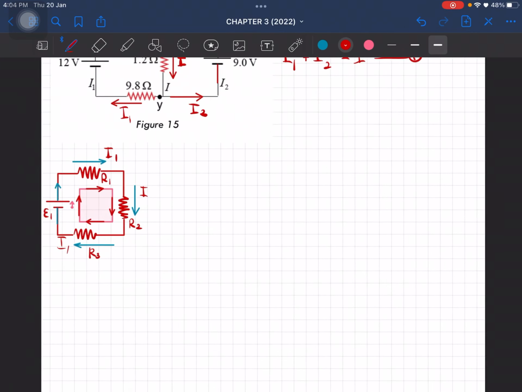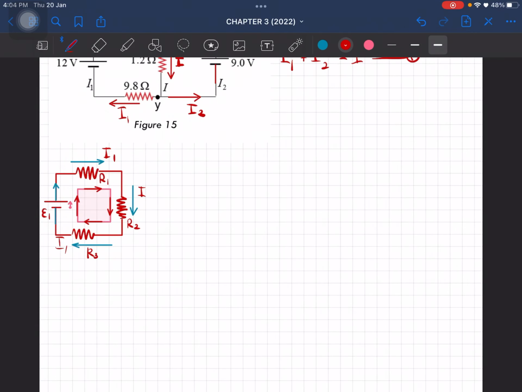Okay, now we can apply Kirchhoff's second rule for this loop here. Okay, remember Kirchhoff's second rule states that the summation of EMF is equal to the summation of the product of current and resistance. Okay? Alright, let's do this one. So this one, the EMF one is following the direction of the loop, so it is positive.